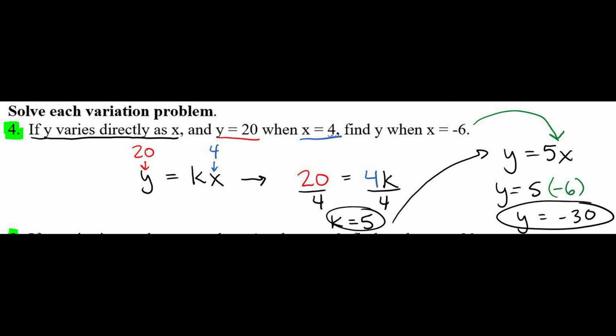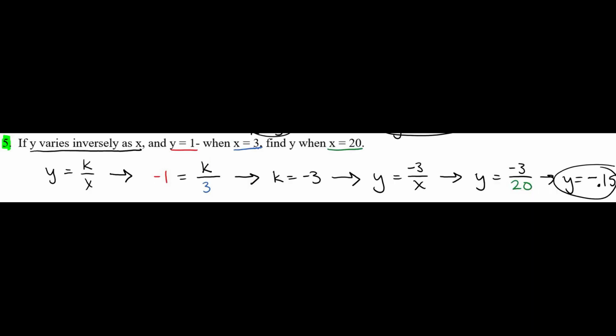So then it says, okay, tell us what y is when x equals -6. So I just rewrite this equation with my k replaced with a 5. I plug in -6, multiply those, and you get y equals -30. That's it. Okay, real similar for inverse variation. So let's look at number 5. It says y varies inversely as x. So we just write y equals k divided by x. They say, okay, this is your situation. Y equals, I called that -1.